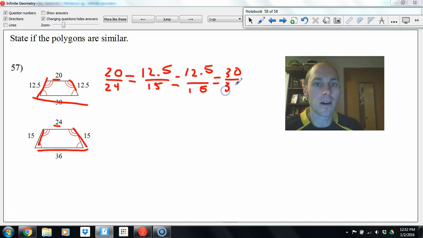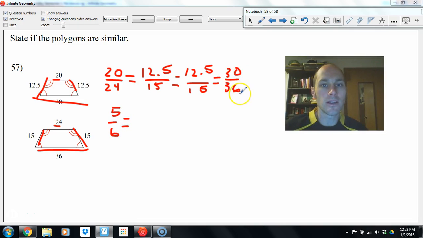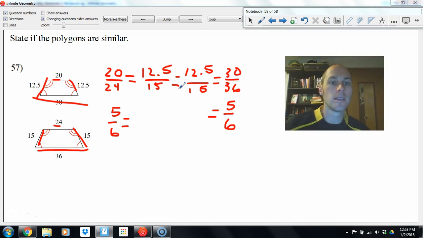So if I simplify all these, they should have the same ratio. So we can divide these by 4 and get 5 over 6. Let's see, 30 to 36, we can divide those both by 6. 30 divided by 6 is 5. 36 divided by 6 is 6. We get 12.5 and 15. Are those the same ratio as 5, 6? Let's take a look.